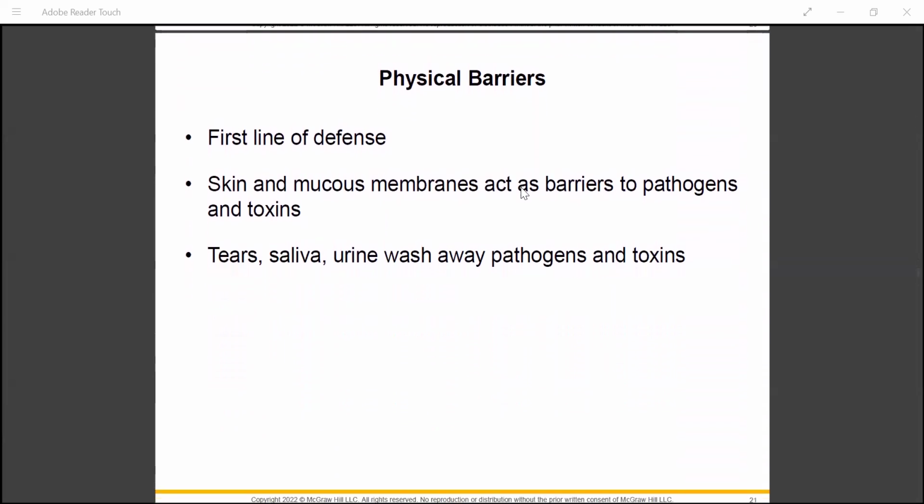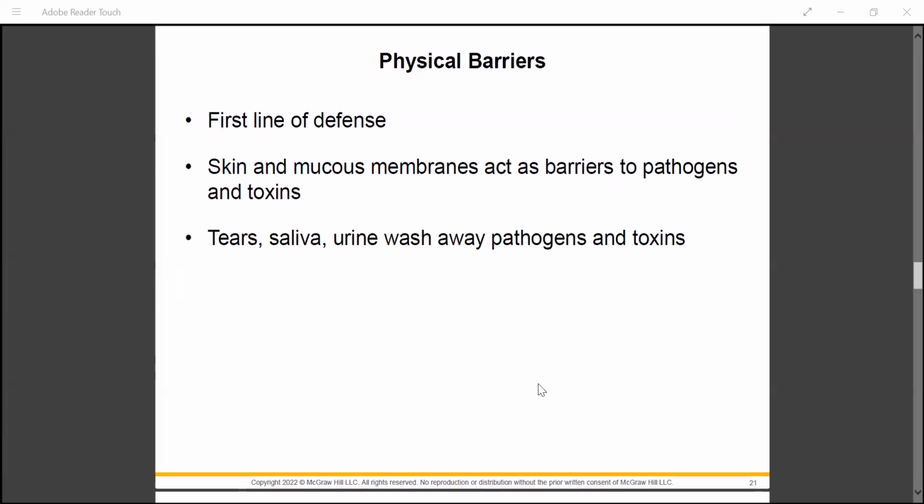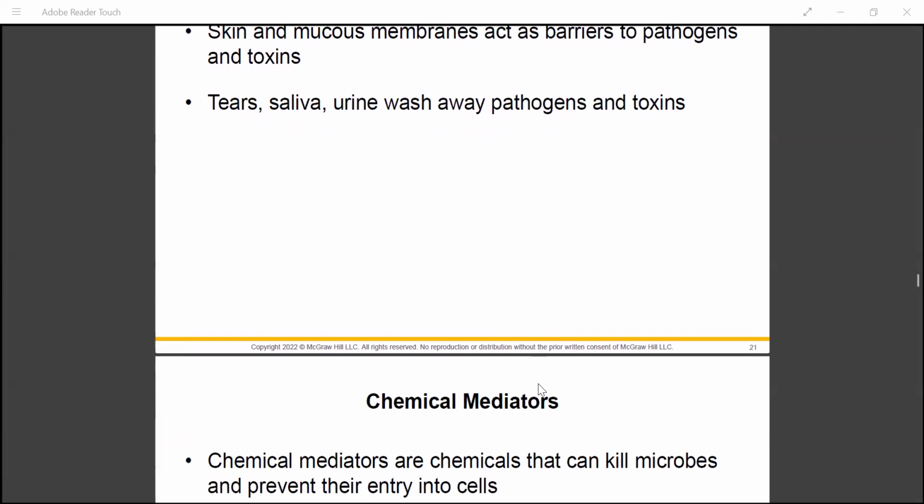So our physical barriers like our skin and mucous membranes are our first line of defense. The whole idea is that we're trying to keep things out. We don't have to fight them off if they never get inside. So some examples besides our skin and mucous membranes, like the mouth and nose, are our tears, saliva, and urine. All help to wash away pathogens or toxins that may be near places that we can have entry into the body.